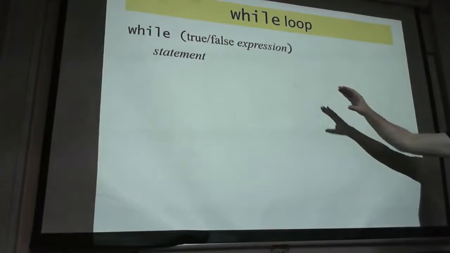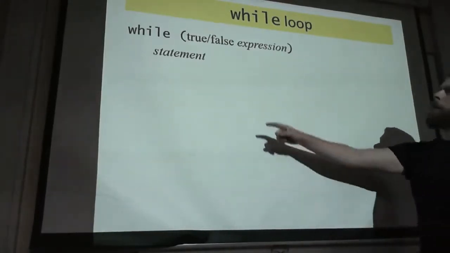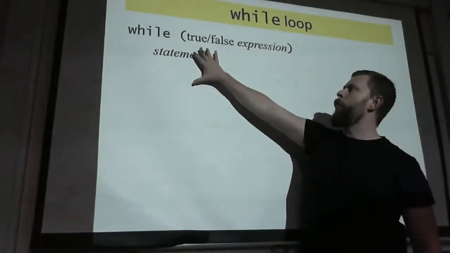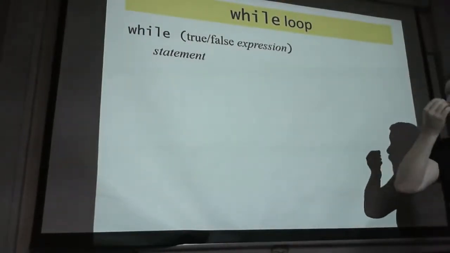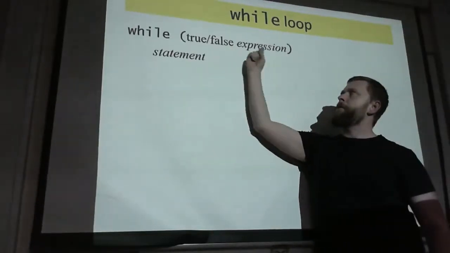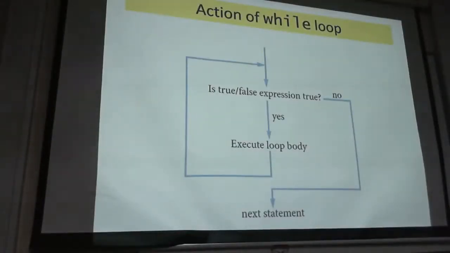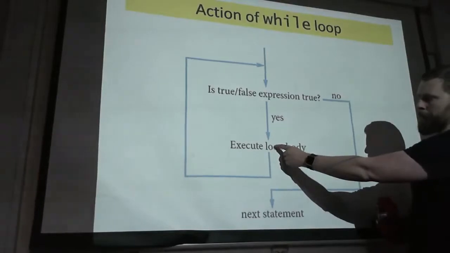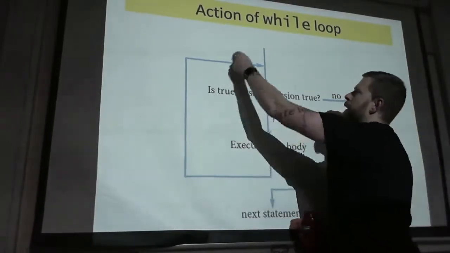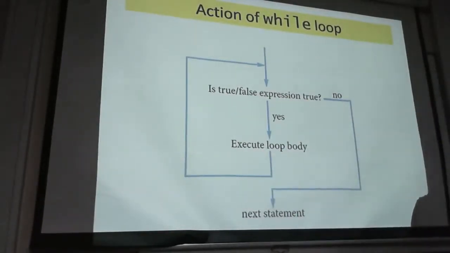Okay, so here is our basic structure. We have our while loop. We're going to have our true-false expression, and then we're going to have our curly brackets, which will have one or more statements inside, which are only allowed to run if this expression comes back as true. So it looks like this. Is the true-false expression true? If it is, great. We get to execute the loop body. Then we go back up, and we check, is it still true? And if it's not true, well then we move on to whatever the next statement is past the end of the loop.